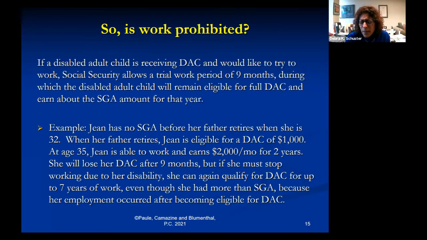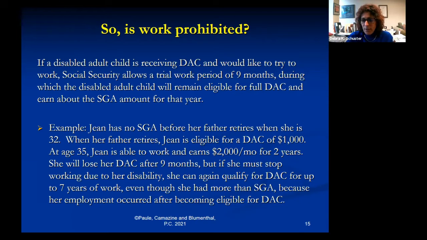So, is work prohibited? If a disabled adult child is receiving that DAC benefit and would like to try to work, Social Security has a trial work period of 9 months, during which time that disabled adult child will remain eligible for the full DAC benefit and can earn the substantial gainful activity amount for that year each month for those 9 months. So let's use Jean as an example again.